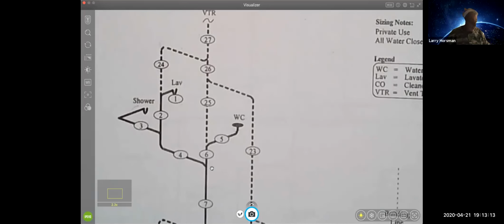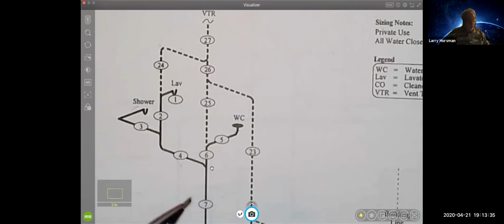If you look at pipe section 4, that is collecting the drainage from both the lavatory and the shower. So we'd have the 1 drainage fixture unit from the lav, 2 drainage fixture units for the shower, and this would have 3 drainage fixture units.